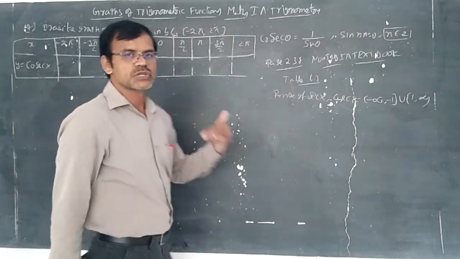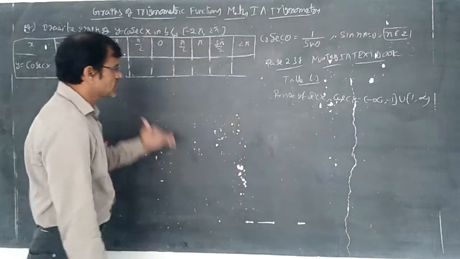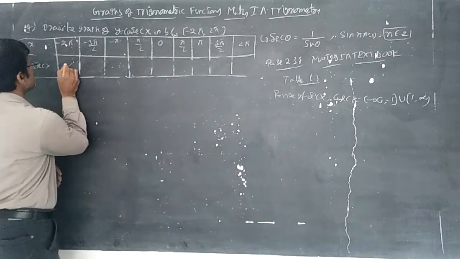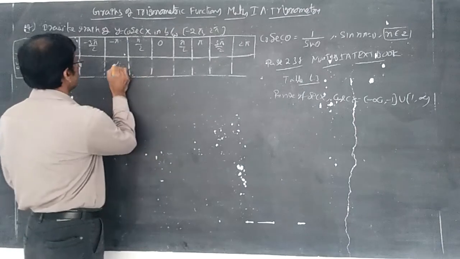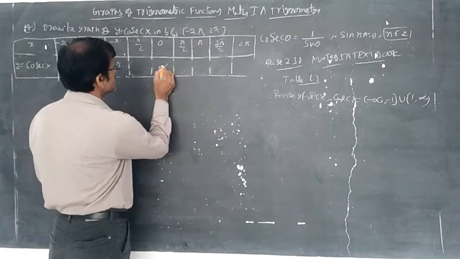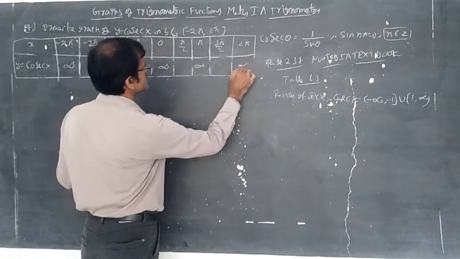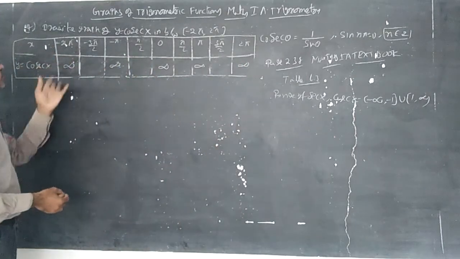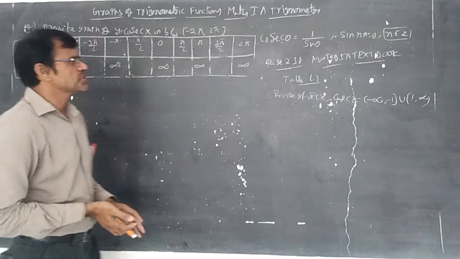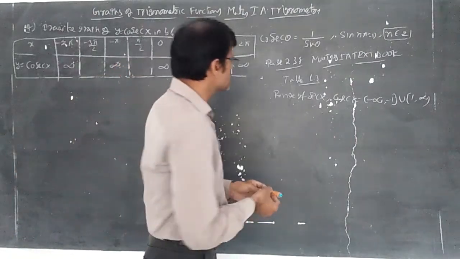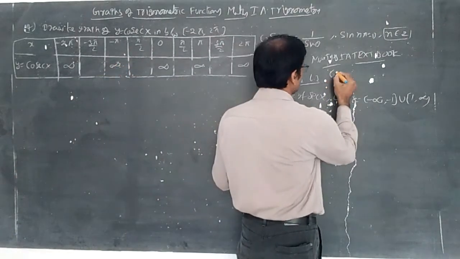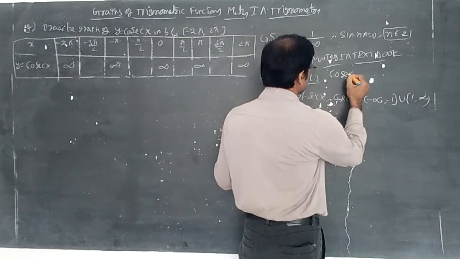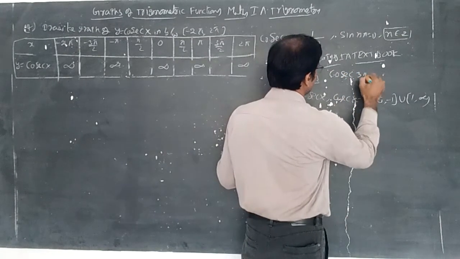Sin n pi equals 0, so 1 by 0 becomes infinity. Wherever the pi concept is there, you put infinity. So here also cosec 0 is infinity, this is infinity, this is infinity, like this. Now minus 3 pi by 2. So cosecant of minus 3 pi by 2 means cosecant 270, cosecant 3 pi by 2.